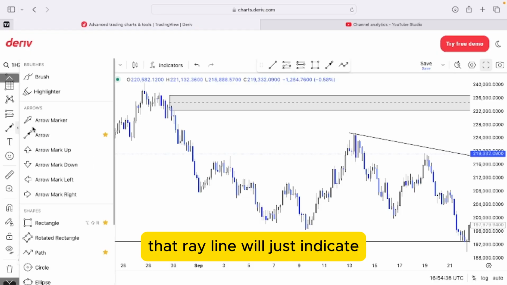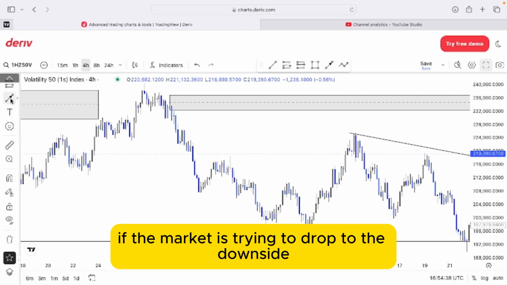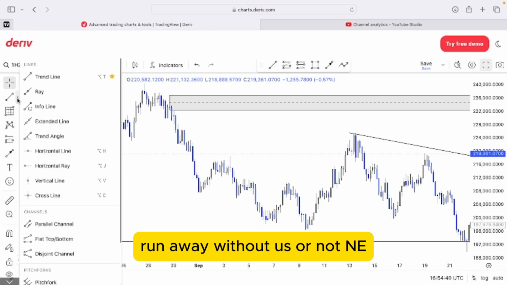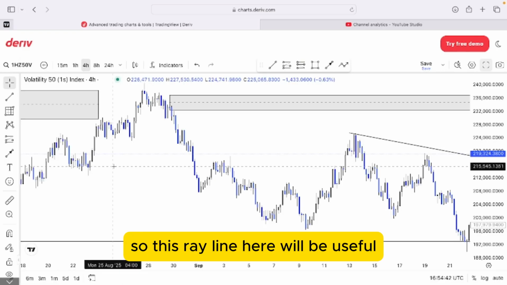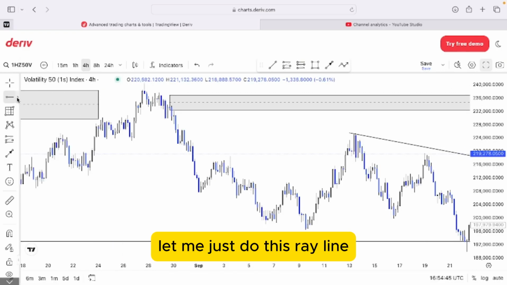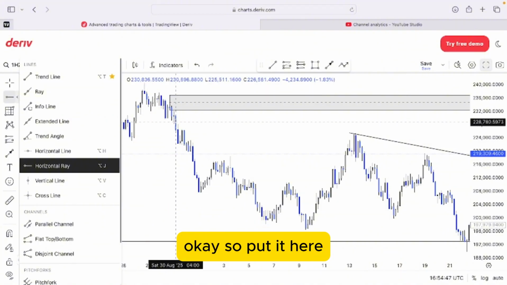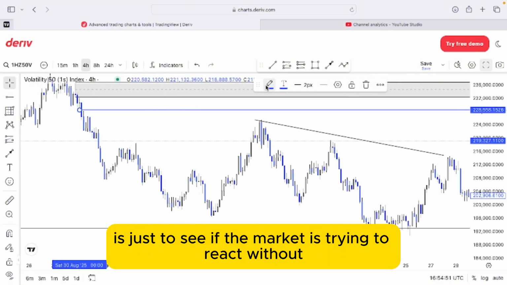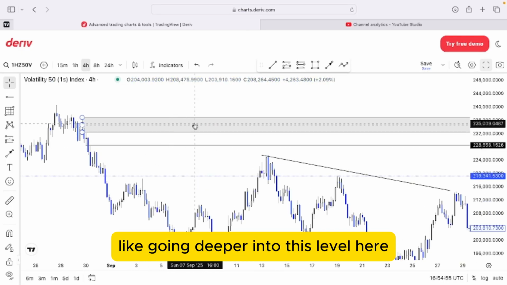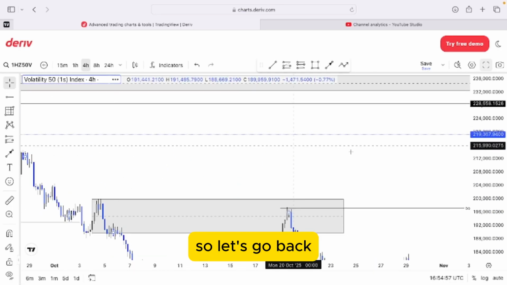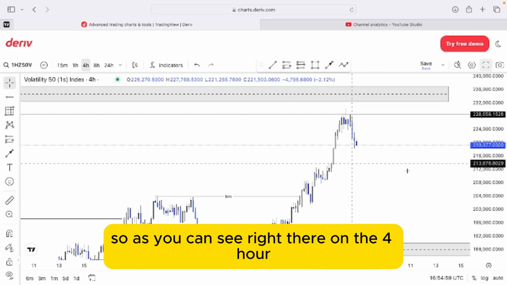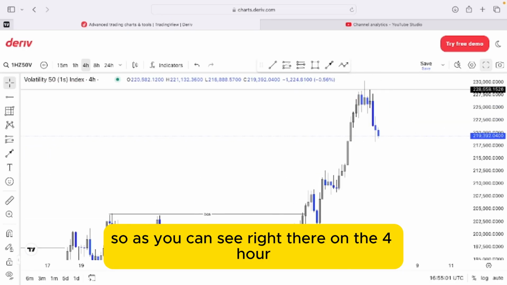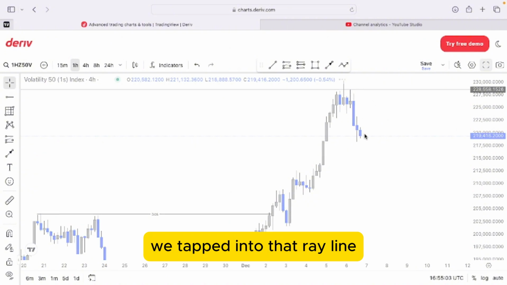That ray line will just indicate if the market is trying to drop to the downside and run away without us or not. So this ray line here will be useful. Let me just do this ray line. Okay, so put it here. The reason why I'm putting it there is just to see if the market is trying to react without going deeper into this level here. So let's go back.